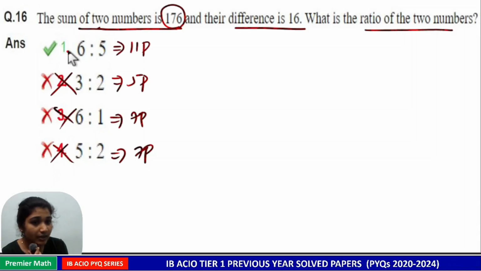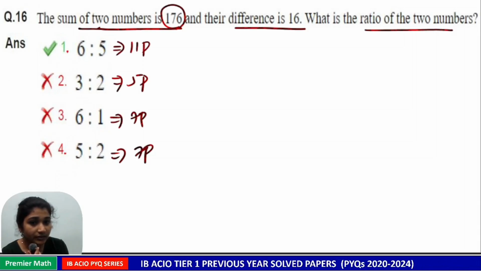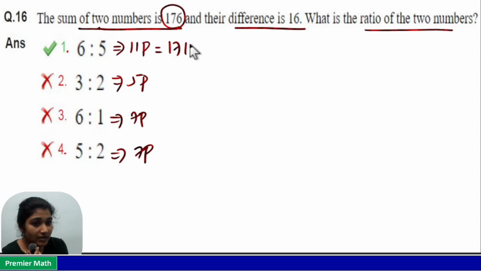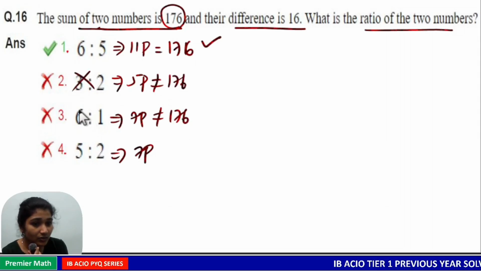176 is divisible by 11. Here 11 parts is 176, which is possible because 176 is divisible by 11. But 5 parts cannot be 176 and 7 parts cannot be 176. So all other options are eliminated.